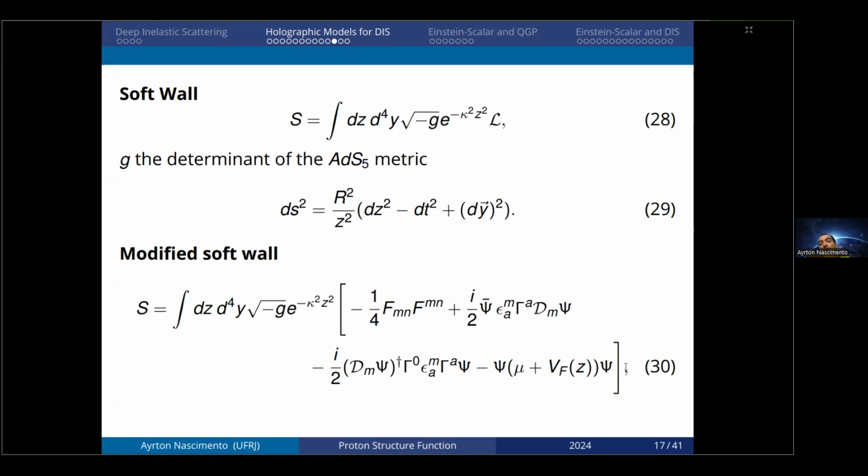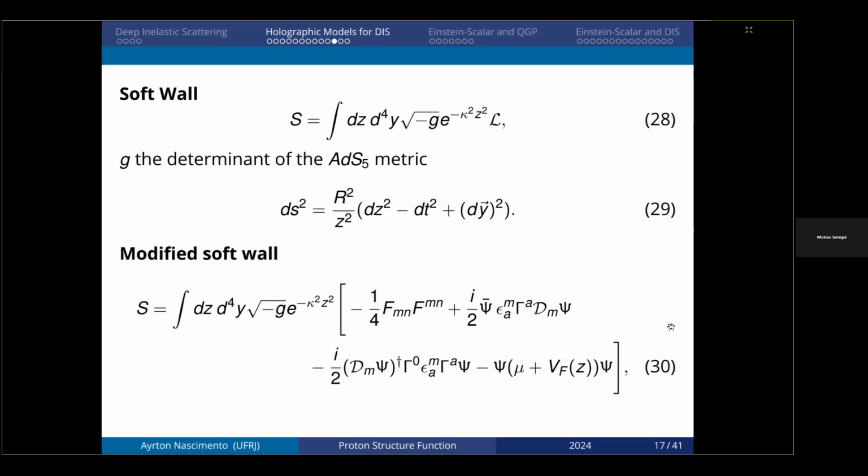So this is why people devised a Lagrangian like that, so that you have some function of the z coordinate. The fermions will be sensitive to the energy scale of the problem, for example when you are investigating the fermions in deep inelastic scattering. So this is why people did this for the soft wall, in order for the fermions to have some influence on the energy scale of the problem. Okay, I don't know.